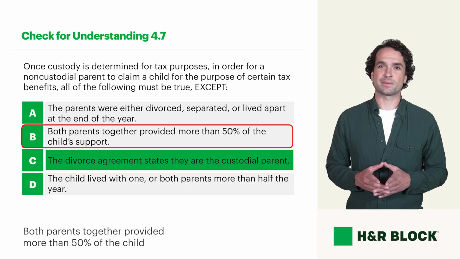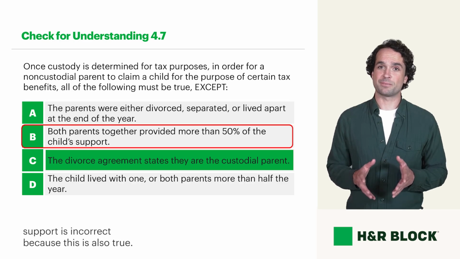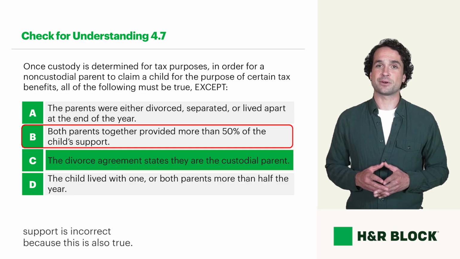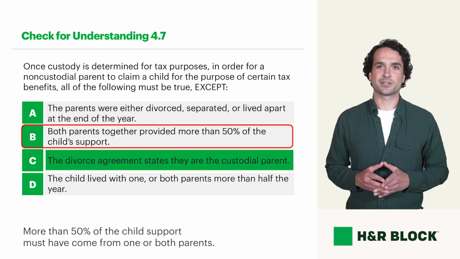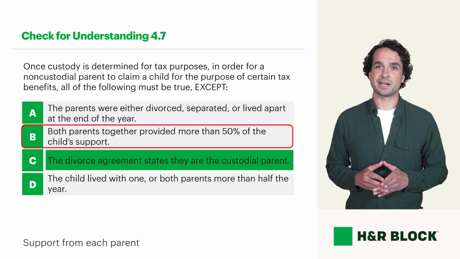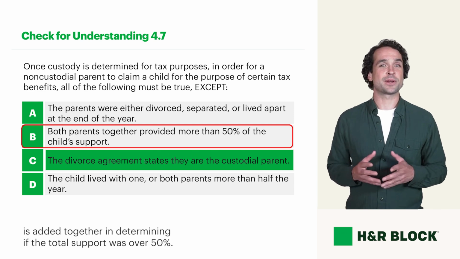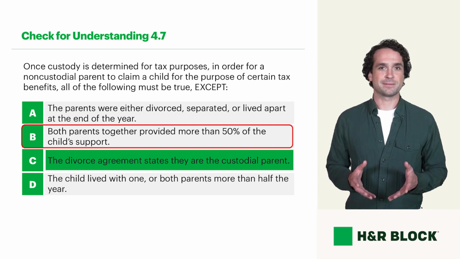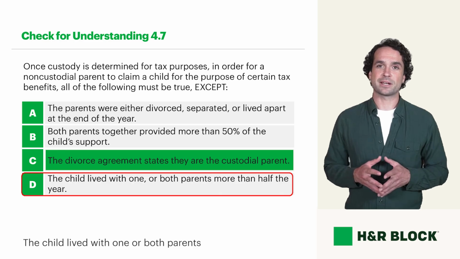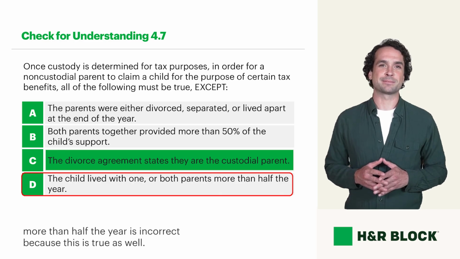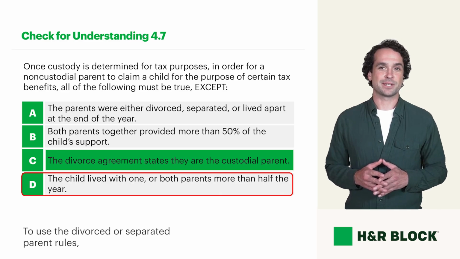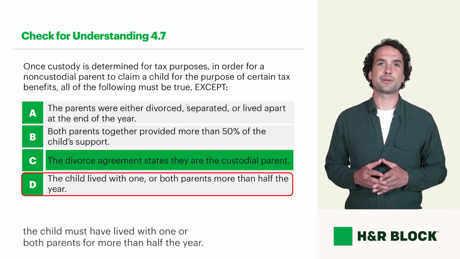Both parents together provided more than 50% of the child's support is incorrect because this is also true. More than 50% of the child's support must have come from one or both parents. Support from each parent is added together in determining if the total support was over 50%. The child lived with one or both parents more than half the year is incorrect because this is true as well. To use the divorced or separated parent rules, the child must have lived with one or both parents for more than half the year.